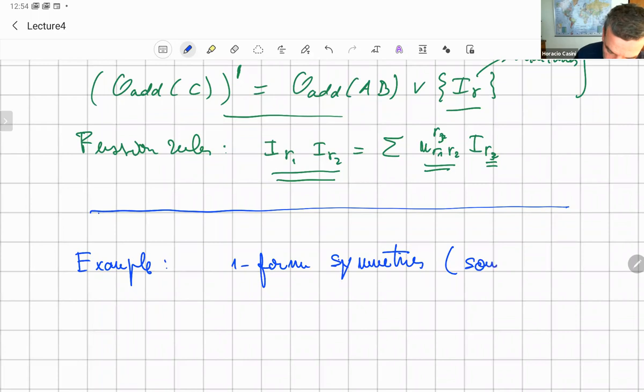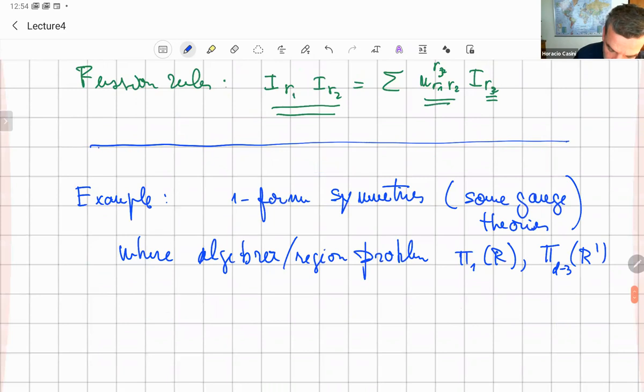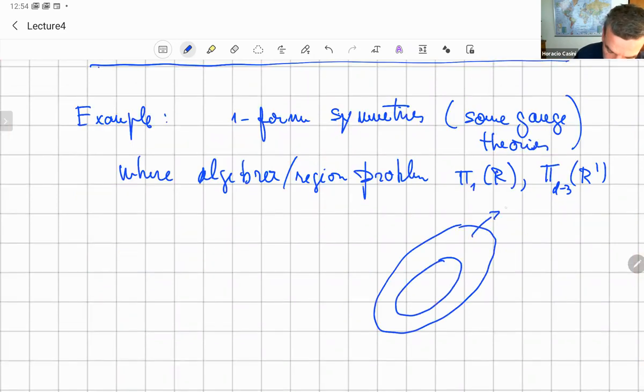That appear in some gauge theories, and where the algebra region problems appear for non-trivial pi 1 of r, or dually pi d minus 3 of r prime. For example, you have a ring-like region, and then you have a kind of non-local line operator A, and in the complement, in four dimensions, you will have another line operator B.